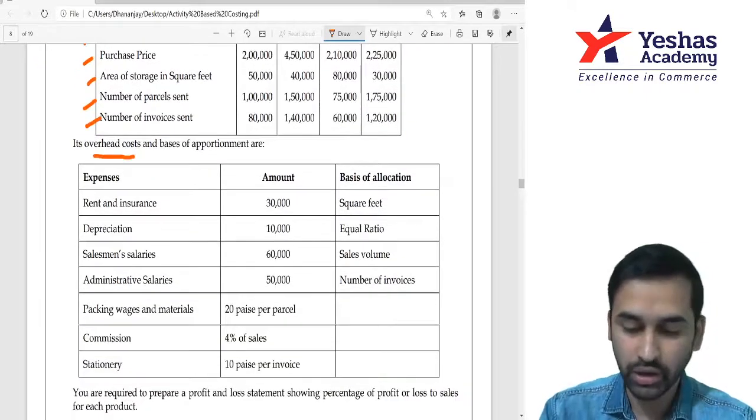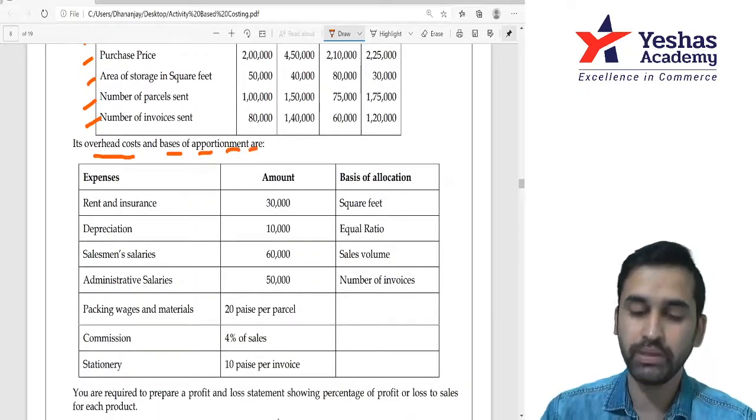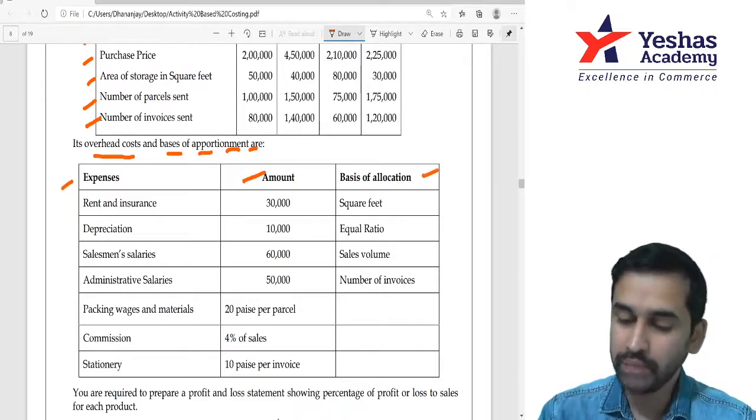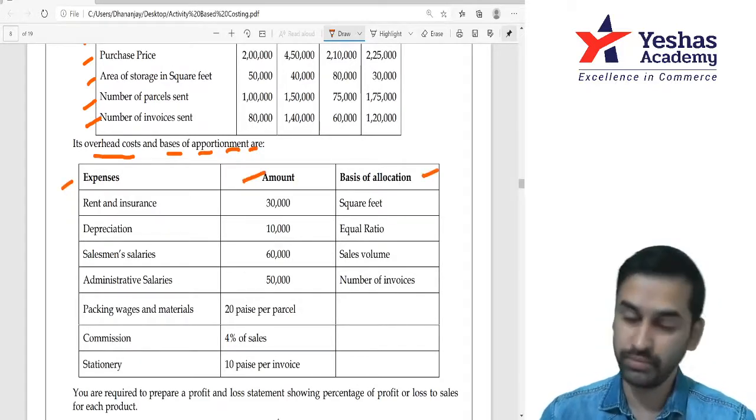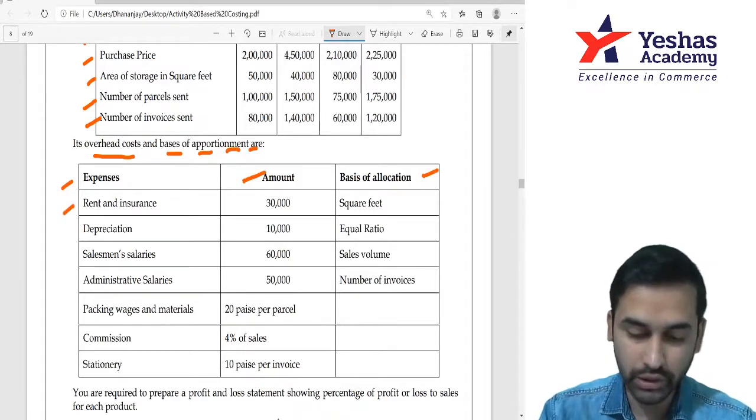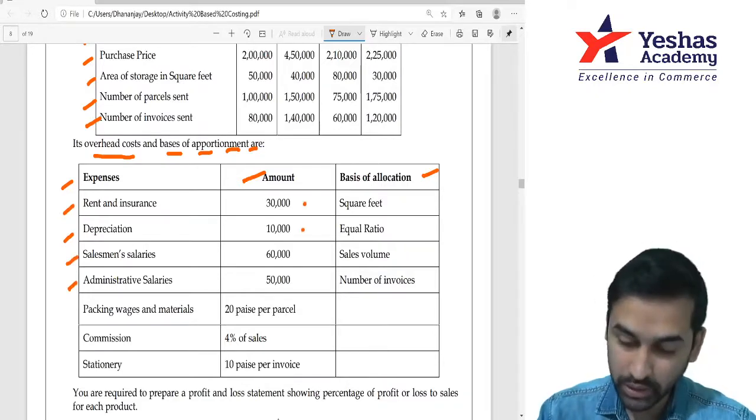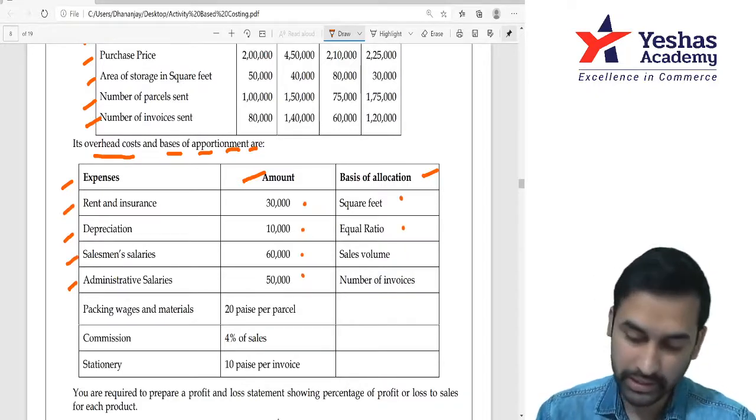Its overhead cost and basis of apportionment is also given. Expenses, amount, and basis for allocation is also given to you. Rent and insurance, depreciation, salesman salary, administrative salary. Here you have the amount and here you have all the details.